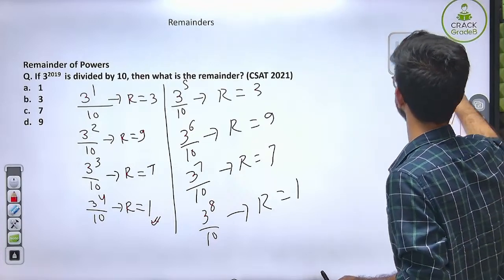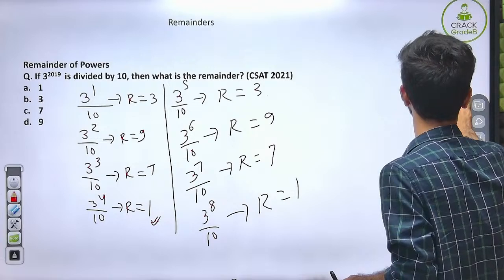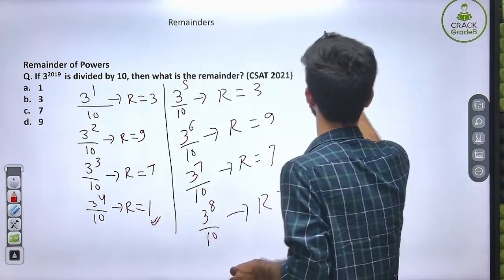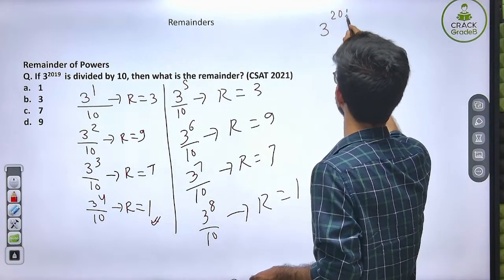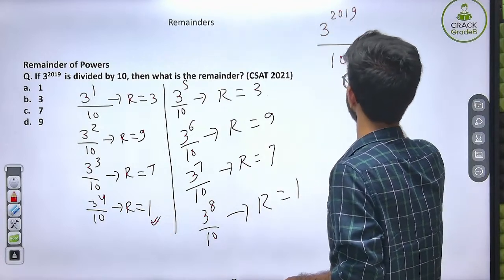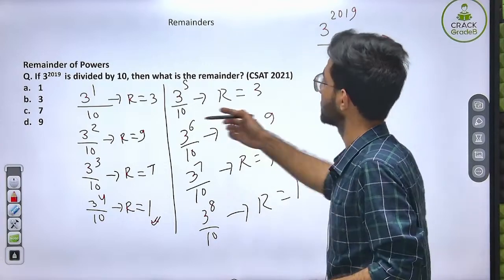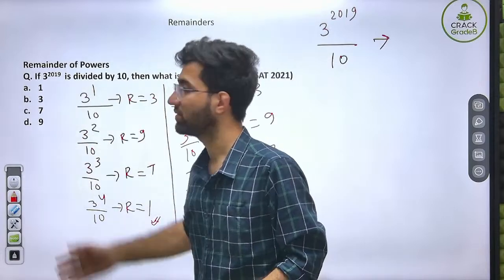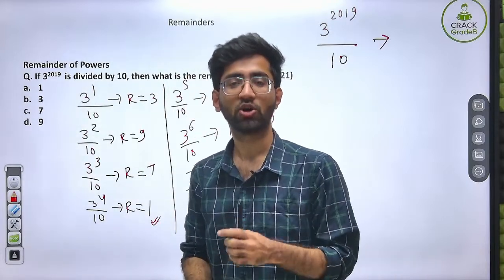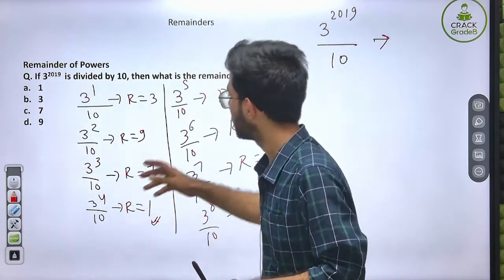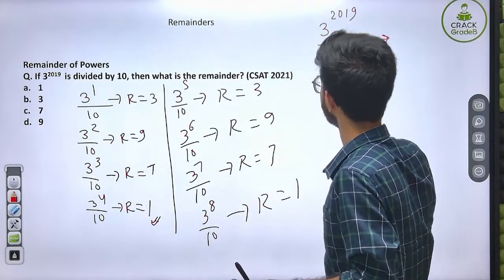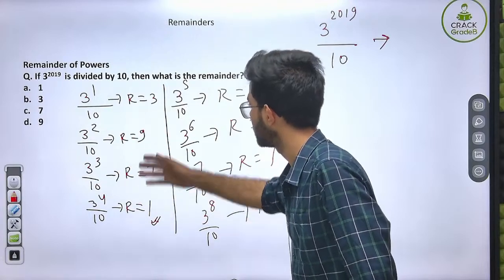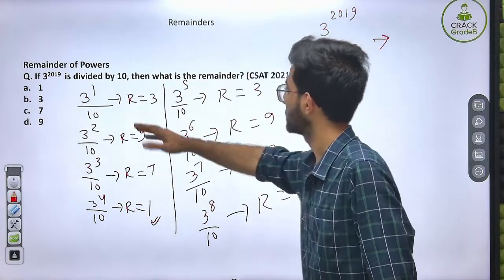The question asks: if you divide 3 to the power 2019 by 10, what will be the remainder? The remainder will be one of 3, 9, 7, 1. And if you look at the options, the options are 3, 9, 7, 1. So basically 3 to the power 2019 will fall in one of these 4 numbers, right?